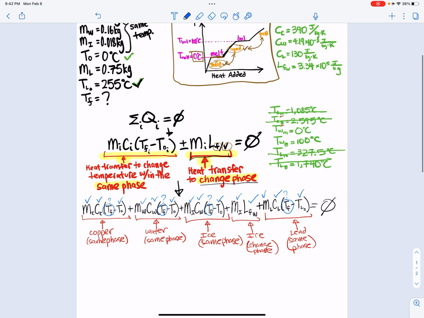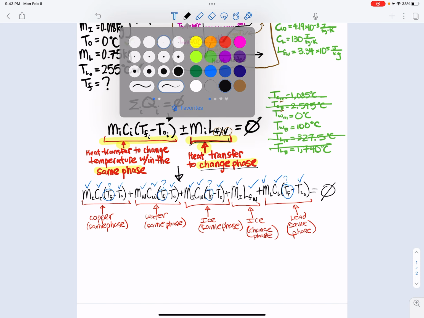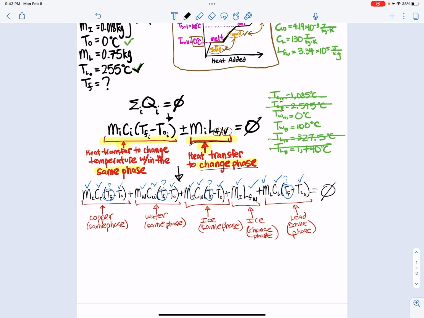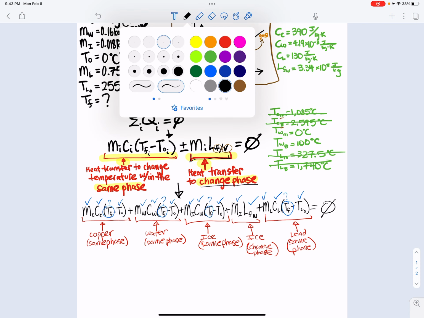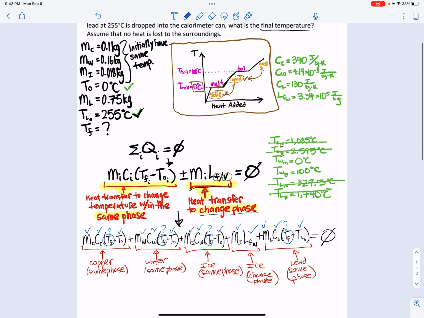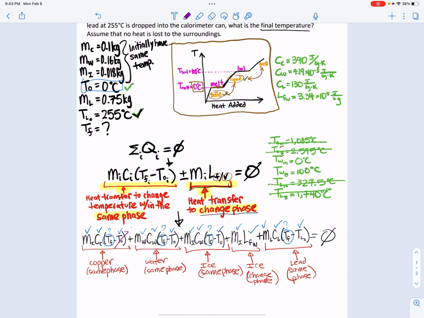Okay, so I will try to use algebra. Oh, one more thing. I know that the initial temperature of the system was 0 degrees Celsius, right? So I could cancel that out. What color should I use? I'll use purple. I know that's 0, that's 0, that's 0. Yeah, okay.